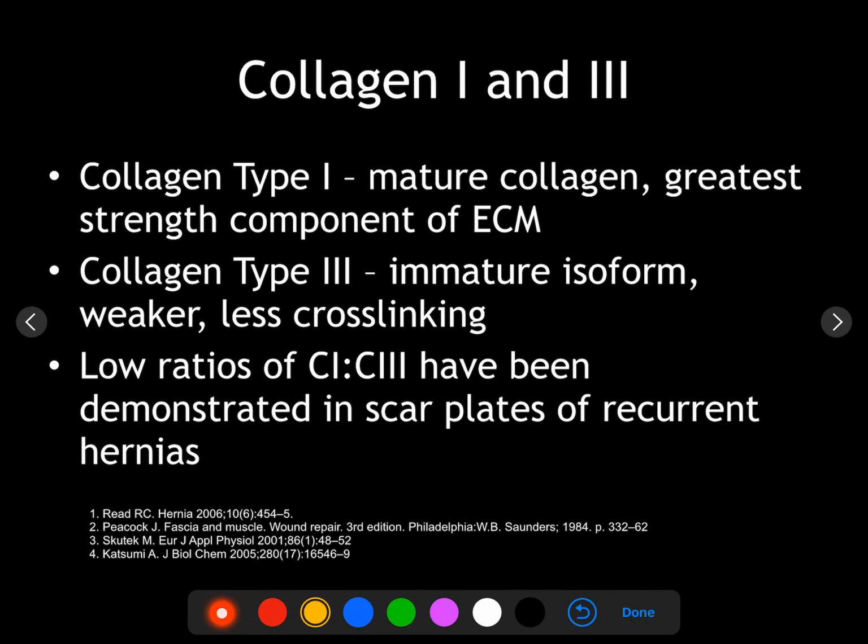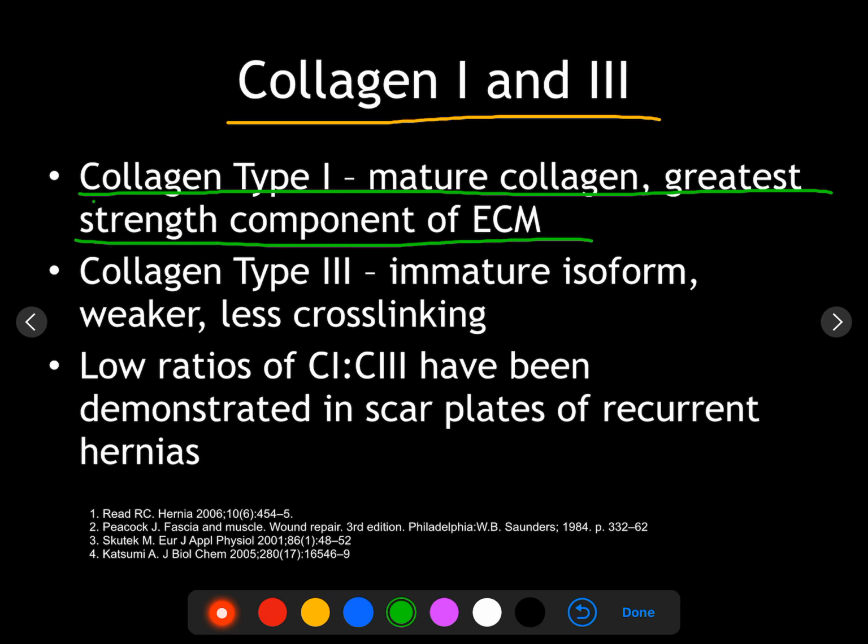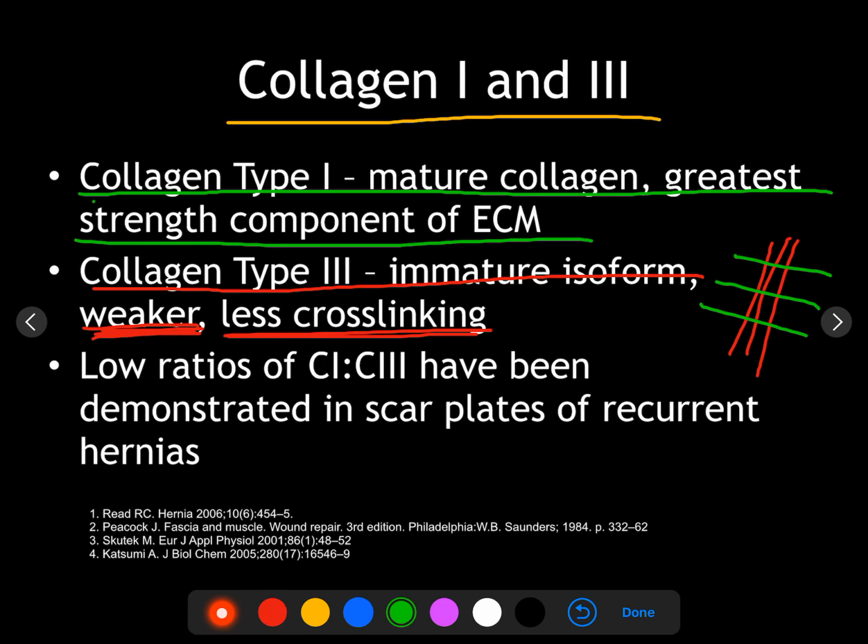Let us talk in this slide about collagen 1 and collagen 3. Collagen type 1 is the mature collagen, which gives greater strength component of the extracellular matrix. Collagen type 3 is the immature isoform, which is weaker with less cross-linking, meaning the fibers are less cross-linked with other fibers. A low ratio of collagen 1 to collagen 3 has been demonstrated in scar plates of recurrent hernias.